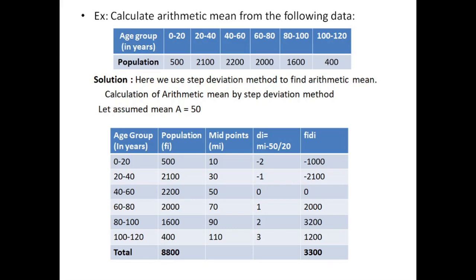The choice is ours. Suppose we take the third observation, that is class interval 40 to 60. Its midpoint is 50, that is upper limit plus lower limit divided by 2. 60 plus 40 is equal to 100. 100 divided by 2 is 50. So here our assumed mean a is equal to 50. You can try the same example by taking the fourth observation as the middlemost observation, that is class interval 60 to 80, and this is your homework.